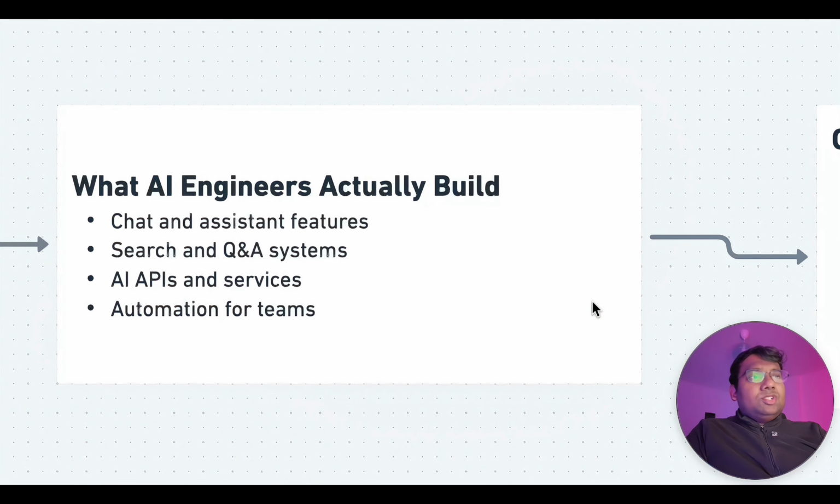What do AI engineers actually build? So these are a few examples: chat systems, chatbots, assistant features, any search or Q&A systems, FAQ systems, any AI APIs or services exposed as a microservice so that multiple products or services can consume those APIs or services. The final one is automation workflows for literally anything by using an LLM, reasoning agents.